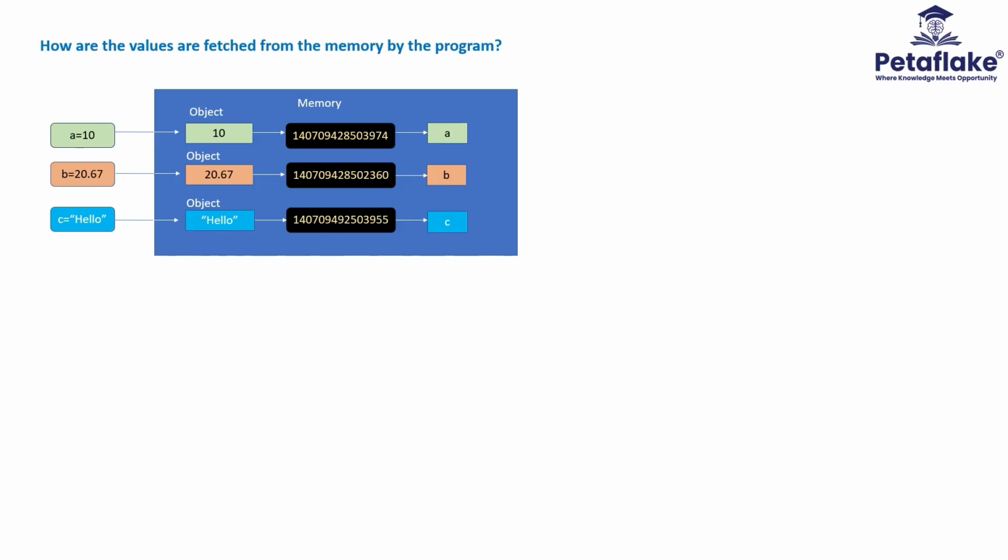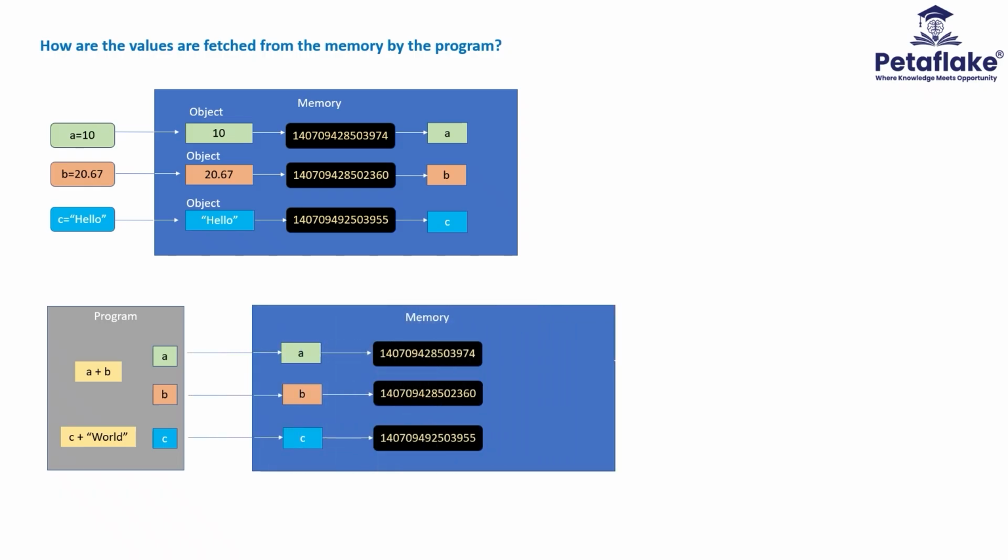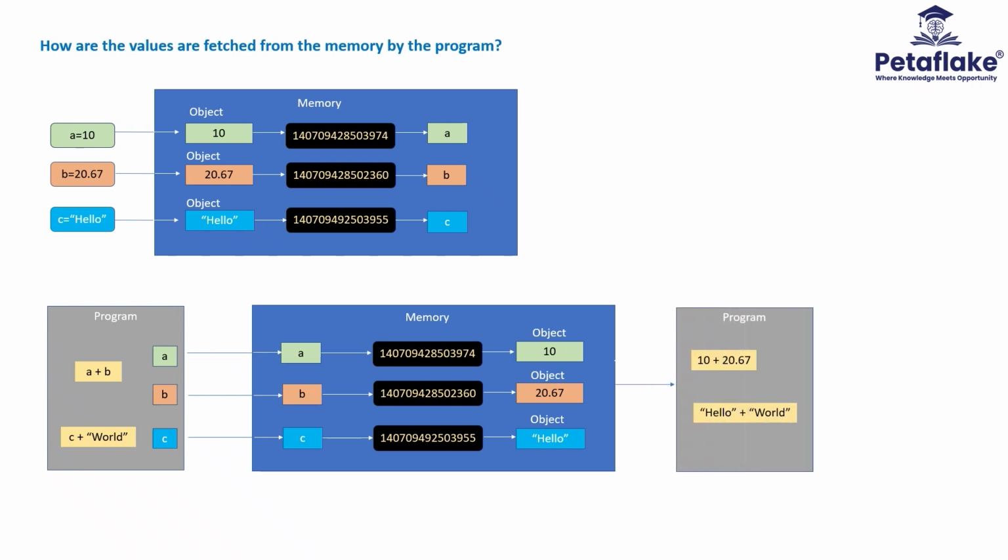Let's consider that the variables a, b, and c are used in the program within some logic. During the execution of the program, the Python interpreter first reads the object ID stored by the variables in the memory. Based on the object ID, the interpreter identifies the respective object in the memory and reads the value stored in the respective object. The variable names used in the program logic will be replaced with the actual values read from the memory. After replacing the variable names with the actual values, the logic will be evaluated and the final result will be calculated. I hope you got an understanding of how the values are stored in the memory for the variables and how the values are fetched from the memory for the variables.